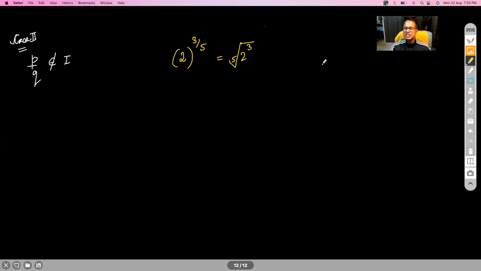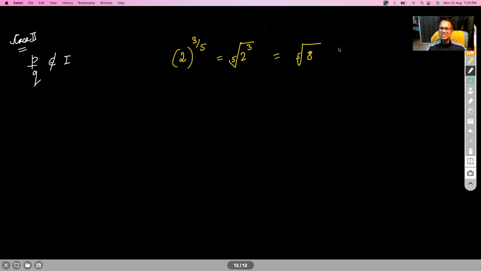So when you're taking a fifth root of 8, 8 being, let's say, any complex number also, how many answers do you expect from it? Square roots, you got 2 answers. Cube root, 3 answers. The fifth root, how many answers do you expect from it?